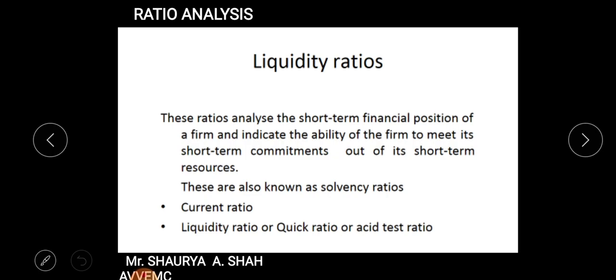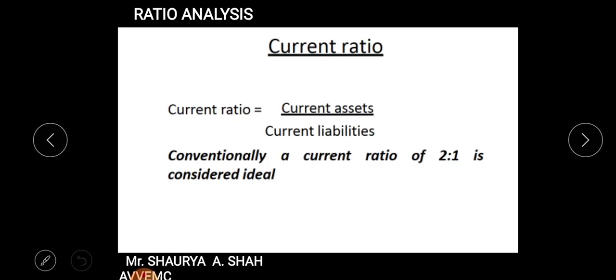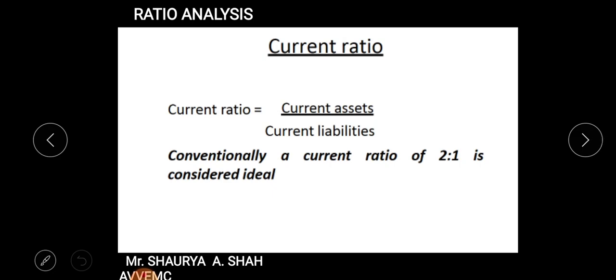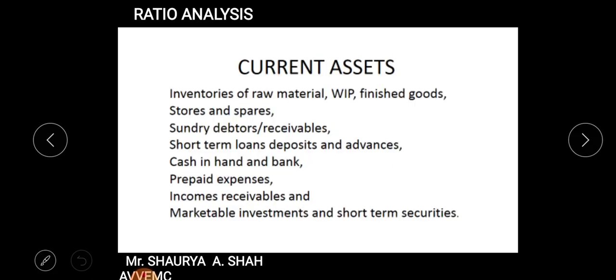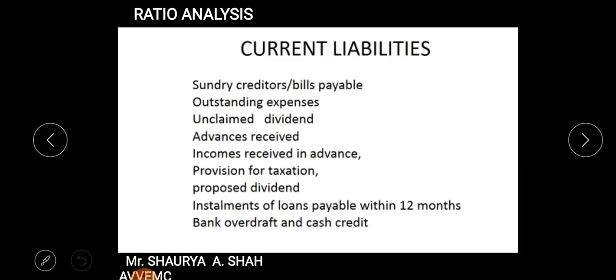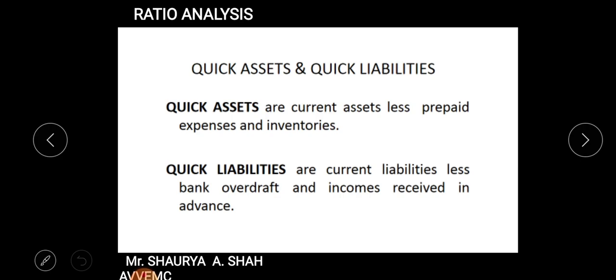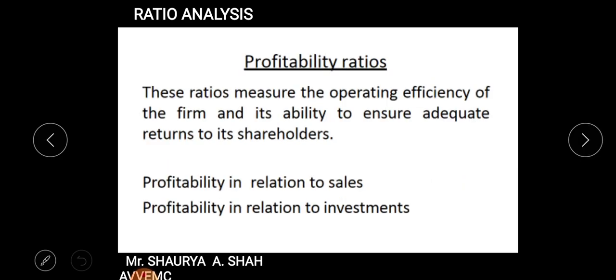We had seen liquidity ratio, which includes mainly your current ratio and your liquid ratio, or acid test ratio, or quick ratio. We had seen the formula for current ratio, current assets upon current liabilities. I suppose everyone must be aware of these formulas. You must have learned this. Then the next thing is current assets. What do you include in current assets? Current liabilities. Quick ratio we had seen: quick assets, quick liabilities.